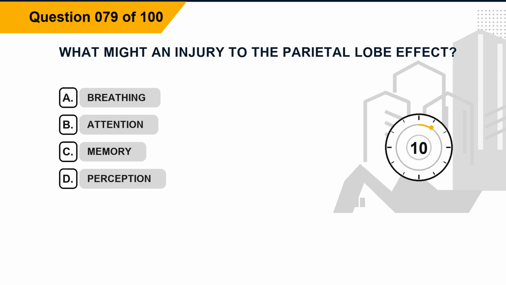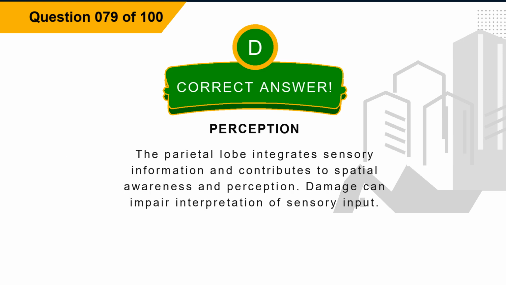Question 79. What might an injury to the parietal lobe affect? Option A, breathing. Option B, attention. Option C, memory. Option D, perception. The correct answer is option D, perception. Explanation: the parietal lobe integrates sensory information and contributes to spatial awareness and perception. Damage can impair interpretation of sensory input.